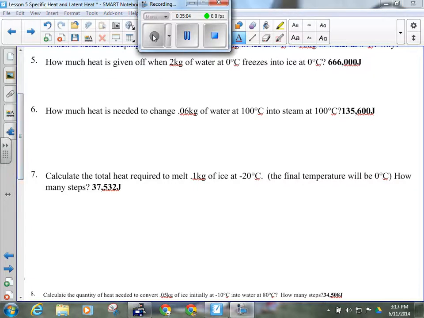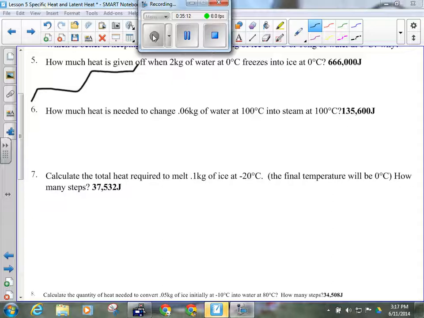Okay, let's look at number 5. Remember I told you the first thing you want to do is draw a rough version of the heating curve of water and mark your end point and starting point. How much heat is given off when 2 kilograms of water at 0 freezes into ice at 0? So there's the end. How many steps is that? 1. All I'm doing is freezing the water into ice. Which formula tells me how much energy is needed to melt or freeze? E equals mL_f. Then all I have to do is plug in my numbers. E equals 2 kilograms, or 2,000 grams, times 333 joules per gram. When we do that, we get 666,000 joules.